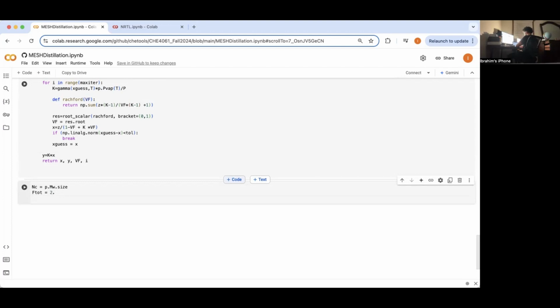Okay. We also want to set our compositions for this feed. So we're going to denote that by z, and this is going to be equal to an np dot array of 0.5, comma 0.5.